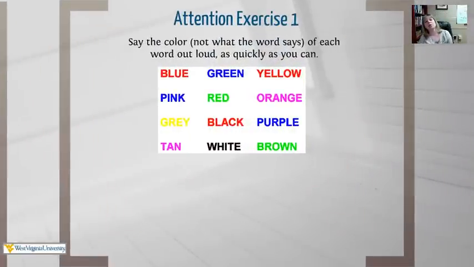Let's do a little exercise. This is what's called the Stroop task. You see here there are words spelled out, but the color of the ink is different than the word that they spell out. So what you need to do is say the color. Do this out loud, to really test yourself. Say the color, not the word, of each word out loud. So focus on the color that the word is, and do this as quickly as you can.